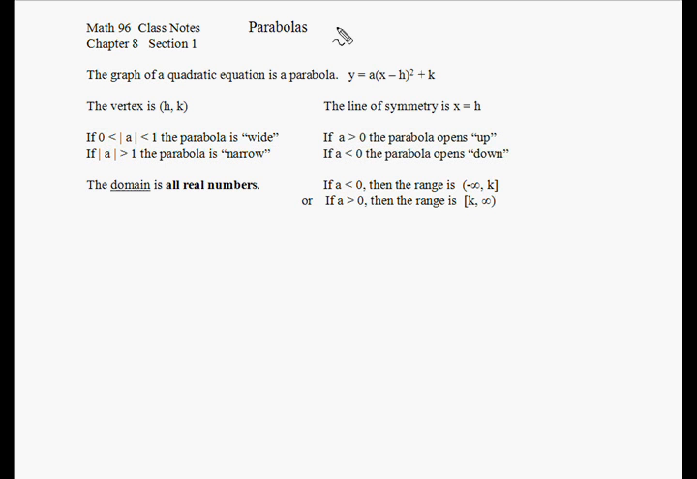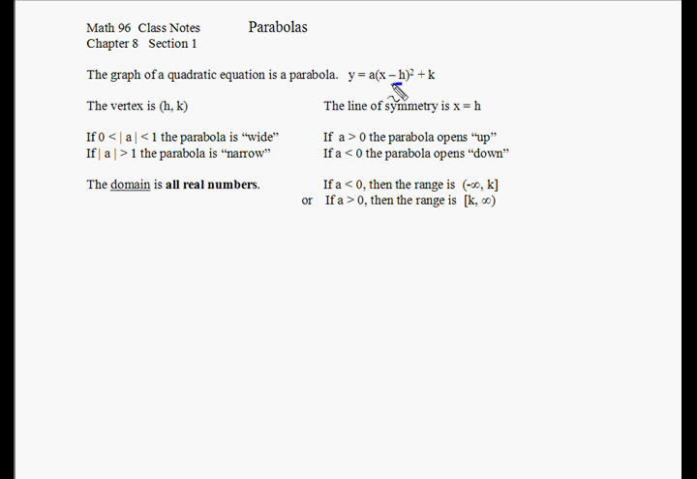Parabolas. The graph of a quadratic equation is a parabola. We like to write that equation y equals a times x minus h, the quantity squared, plus k. And this form is found by completing the square. Our vertex for the parabola is at (h, k).